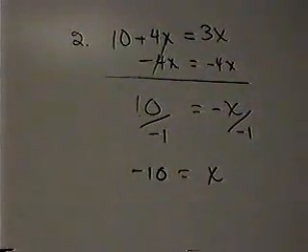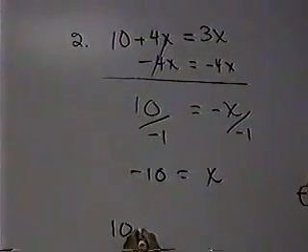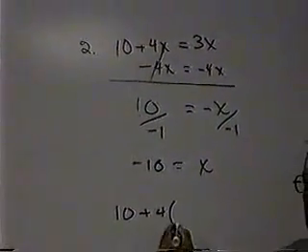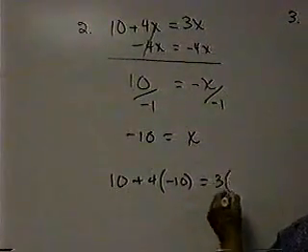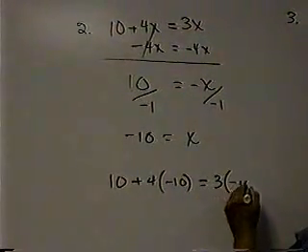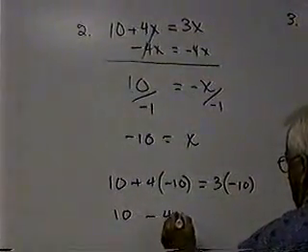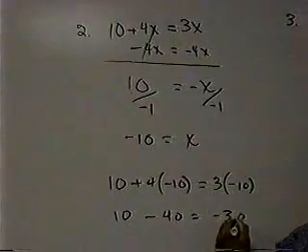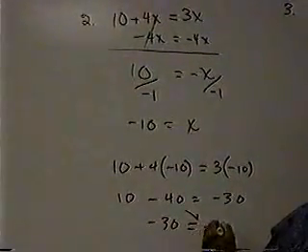Okay. So let's check that. The problem was 10 plus 4 times x, x is a minus 10, equals 3 times x, which is a minus 10. So we have 10 minus 40 is equal to minus 30, and sure enough, that checks.